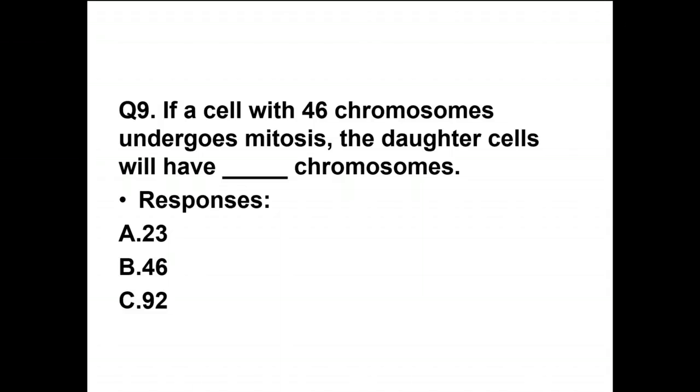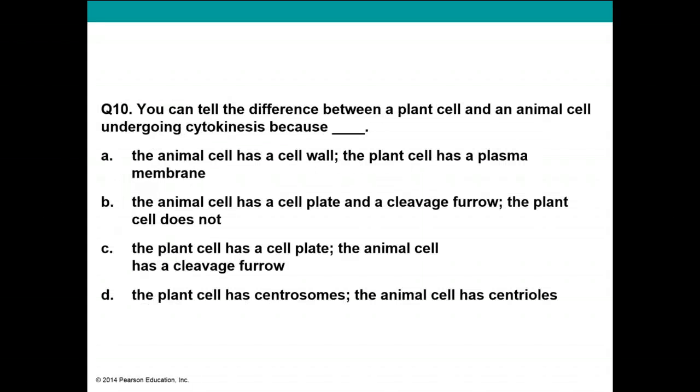Question 9. If a cell with 46 chromosomes undergoes mitosis, the daughter cells will have blank chromosomes. Choose the correct answer. Question 10. You can tell the difference between a plant cell and an animal cell undergoing cytokinesis because. Choose the correct answer. And this is question 10.